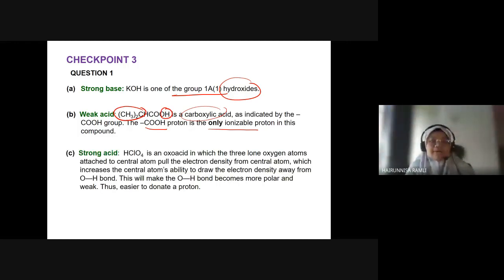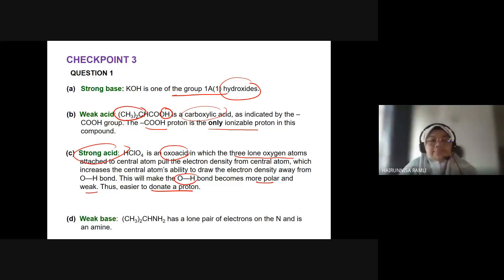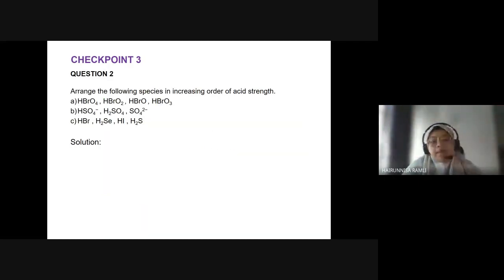Okay, HClO4 tadi again saya cakap pasal oxo acid. Okay, dia ada 3 lone oxygen atoms. Okay, so dia akan pull electron density. Ini based on yang tadi kita explain lah. Okay, menyebabkan the OH bond become polar and weak. So that's why easier to donate proton. That's why dia adalah strong acid. While D, the weak base. Okay, because dia ada lone pair dekat amine. Okay, ni nama group ni adalah amine group.